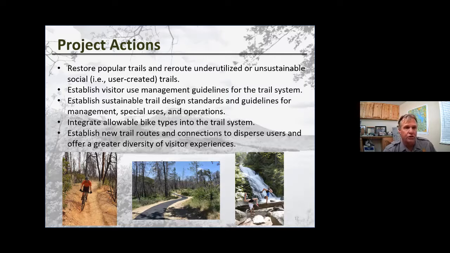Certainly one of the major goals of this is to make our trails more sustainable in the long run. We also want to establish visitor use management guidelines for the trail system, and establish sustainable trail design standards and guidelines for management, special uses, and operation. While we're doing that, we'd like to integrate allowable bike types into the trail system, meaning e-bikes and mountain bikes. There are 3 types of e-bikes out there, and class 1 and 2 are permissible in the park, but class 3 isn't permissible because it goes too fast. So that's how we would integrate certain allowable bike types in.